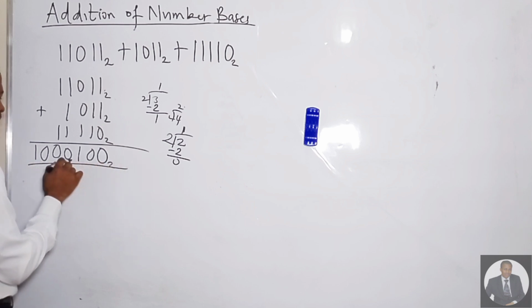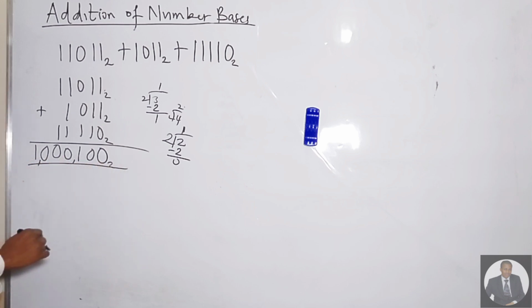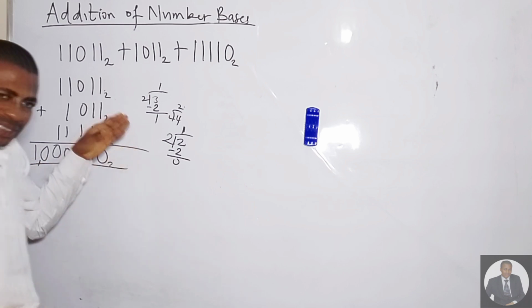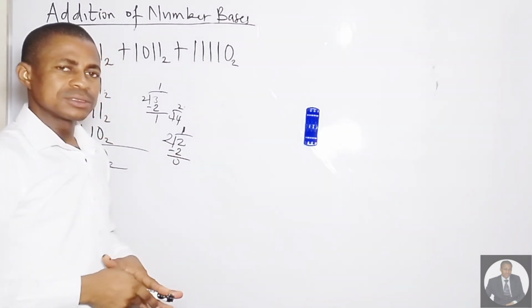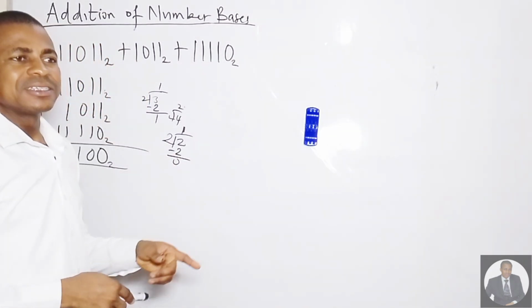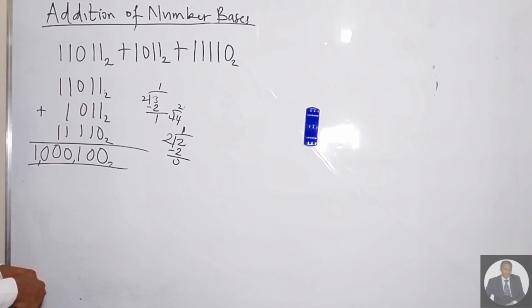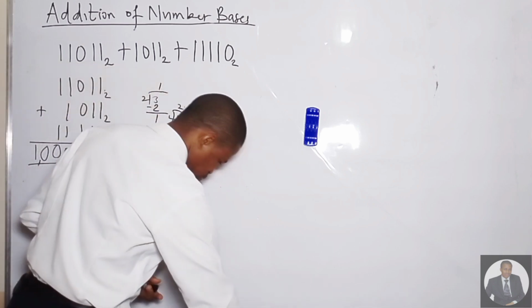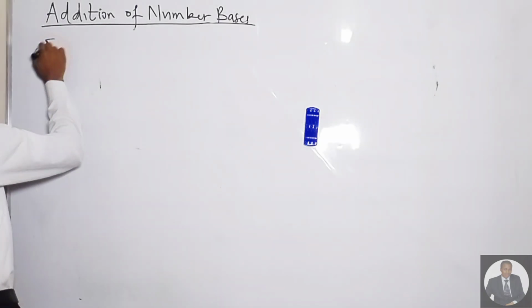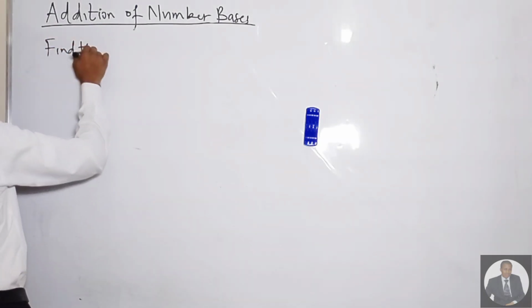So what we do is we write what remains first as the answer. Then we carry over the quotient and add it to the subsequent addition. So our answer will be 1000100 base 2.